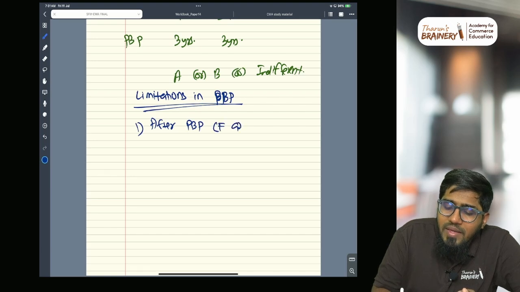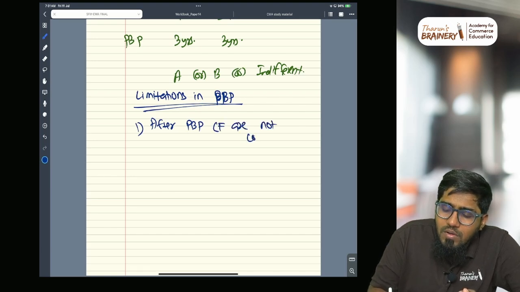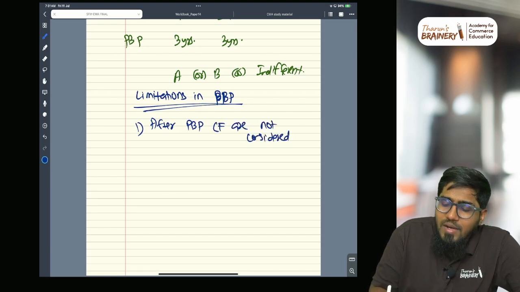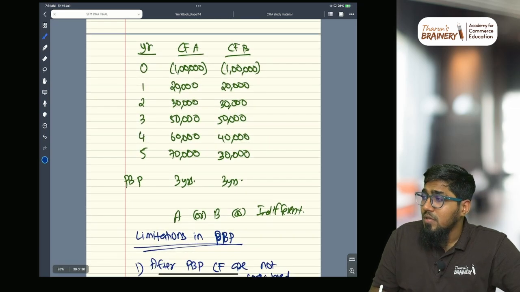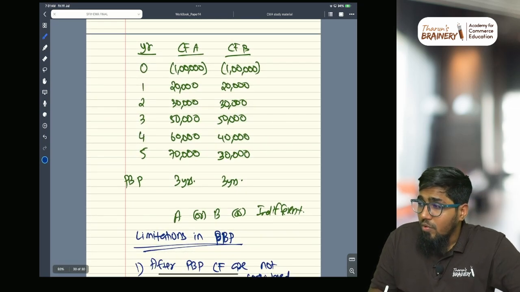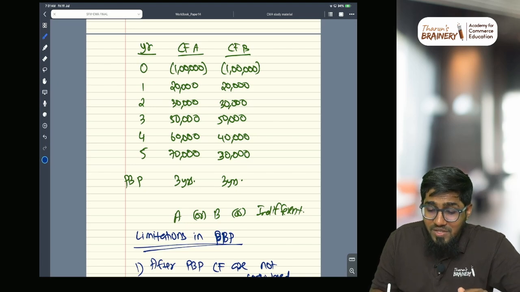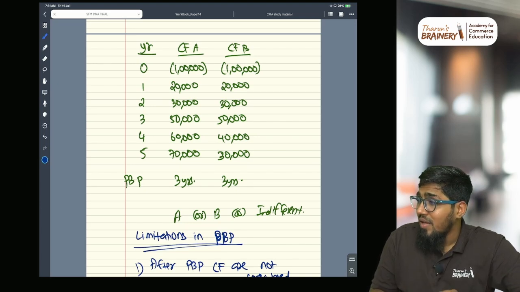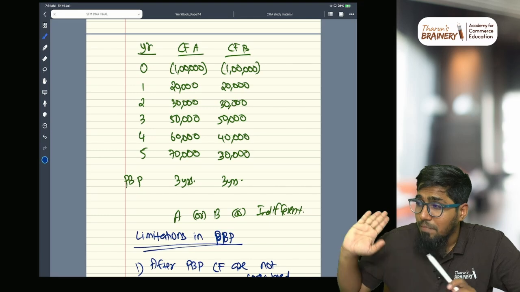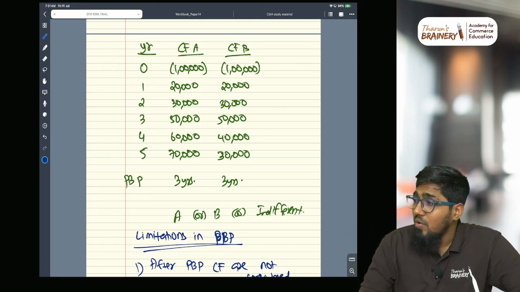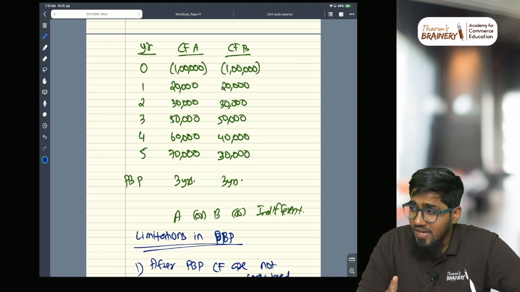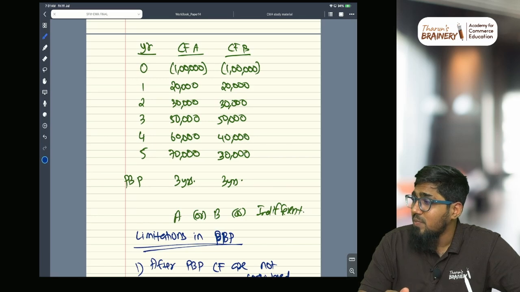After payback period cash flows are not considered. Understand, if someone is telling you, sir, this is cash flow A, this is cash flow B, which project do you have to select? A Gujarati person will come and say, hey, here also payback period is 3 years, here also payback period is 3 years, so indifferent, you have to slap. You're telling that no, you will not select a project based on this payback period.